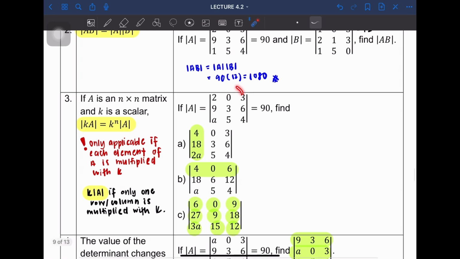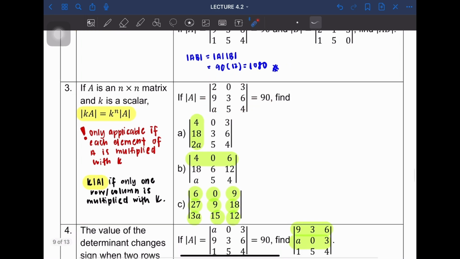Let's say we have matrix A with determinant equal to 90, and then we have another matrix. This is a 3 by 3 matrix. Notice that each element of the original matrix A is multiplied by the constant k equal to 3 to get this new matrix. For example, 2 times 3 is 6, 6 times 3 is 18, 5 times 3 is 15, and so on. So each element in the original matrix is multiplied with constant 3 to get this new matrix. Okay, so based on the properties, the formula.